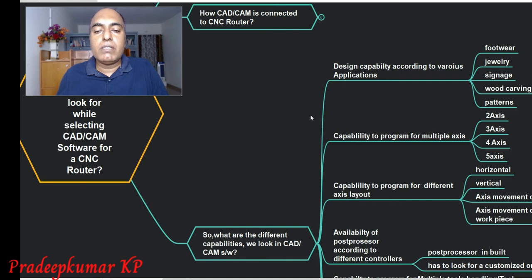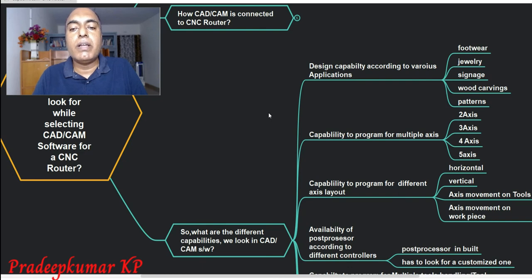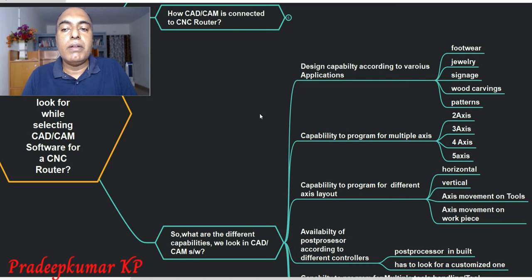See, first is the designing part. You can see specialized software for different kinds of applications. For example, footwear designing, because in a CNC router machine sometimes you have to make the sole of a footwear. So we may have to design that in a particular software meant for that kind of design. Jewelry making also has different types of designing software available. Signage also has some special software, and wood carving also has some specialized application software.